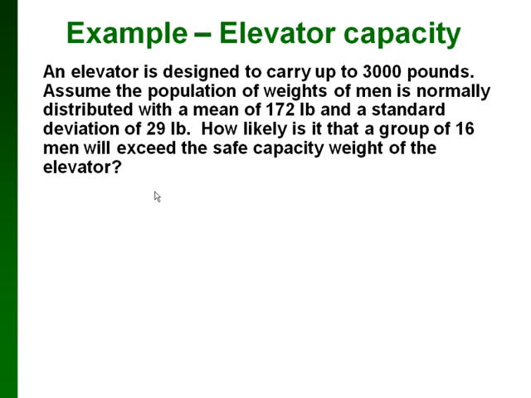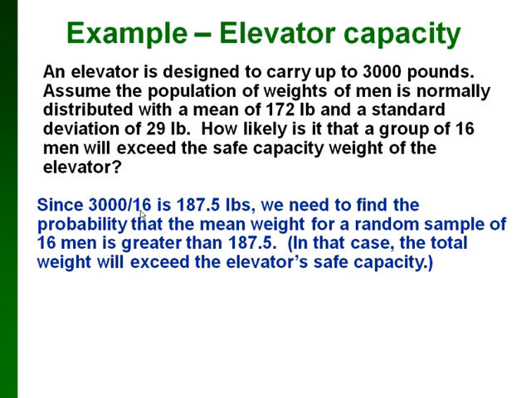Here's an example. An elevator is designed to carry up to 3,000 pounds. Assume the population of weights of men is normally distributed with a mean of 172 pounds and a standard deviation of 29 pounds. How likely is it that a group of 16 men will exceed the safe capacity weight of the elevator? Figure this out.